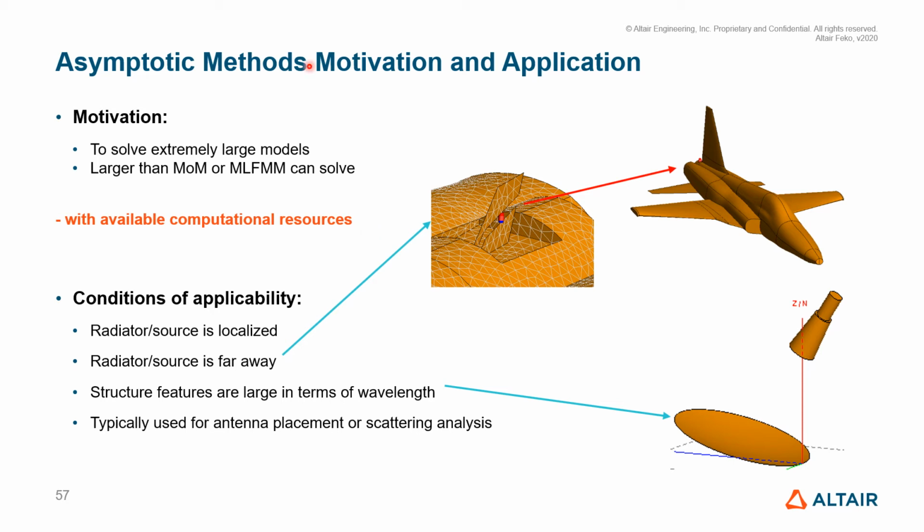Of course, there are certain conditions that are applicable to asymptotic solutions. One is that we want the radiating source to be localized and maybe far away from the structure if possible, like the one we are showing here. And the structure itself should be electrically large in terms of wavelength. It's typically used for antenna placement or scattering analysis, but we'll see in this presentation that we can also apply it to reflector type of geometries. Among the asymptotic techniques, let's take a look at the method of moments and physical optics hybrid method to start with.